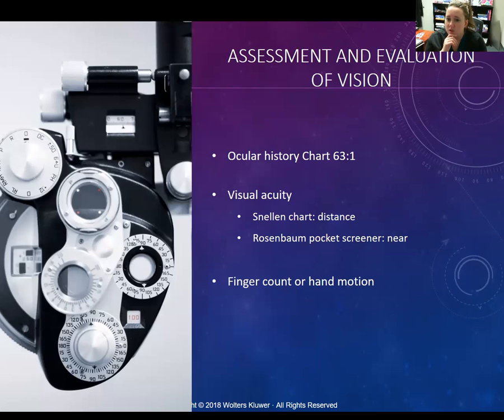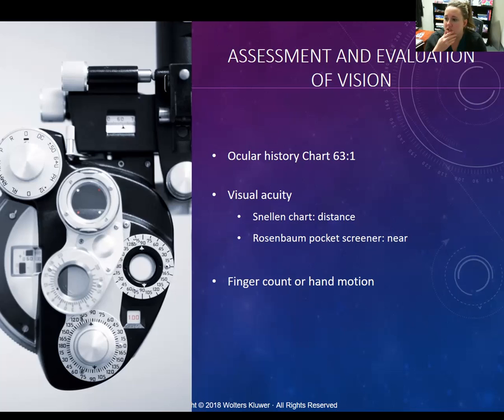We test our visual acuity with the Snellen chart. I'm sure everybody's had a Snellen test at some point in their life. And this tests our far vision, right? What's the lowest line they can read accurately is what we are trying to determine with the Snellen chart.